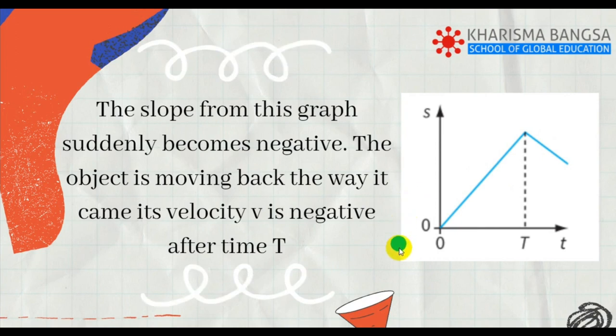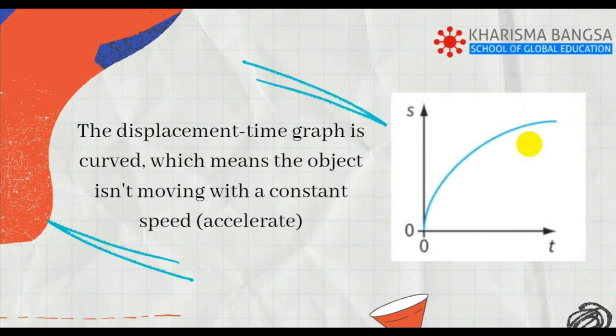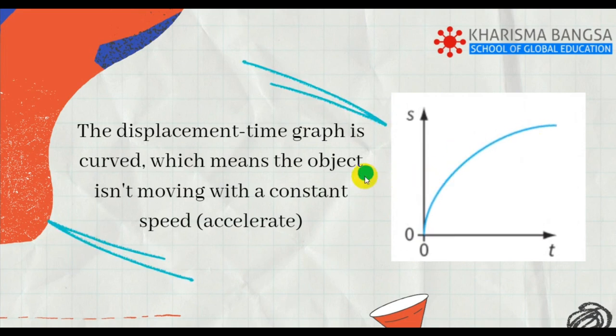The slope from this graph suddenly becomes negative. The object is moving back the way it came, so its velocity is negative too after time t. Next, in this graph, the displacement time graph is curved, which means that the object isn't moving with a constant speed, or it is accelerating.